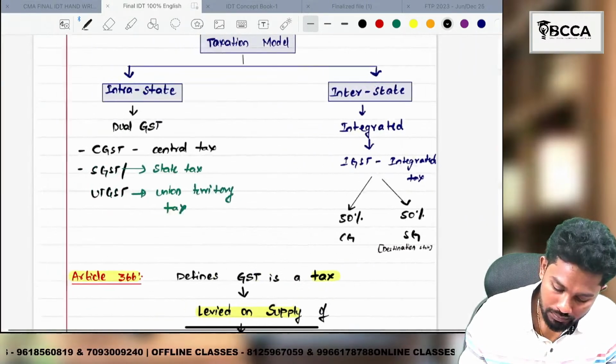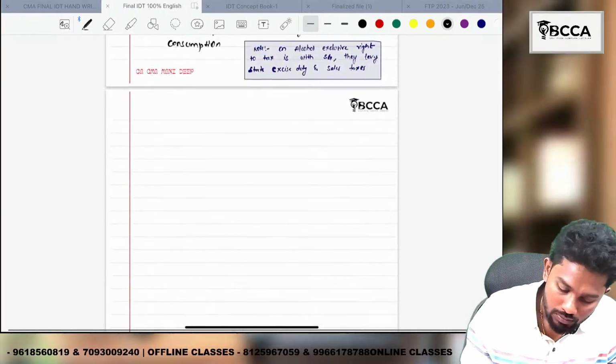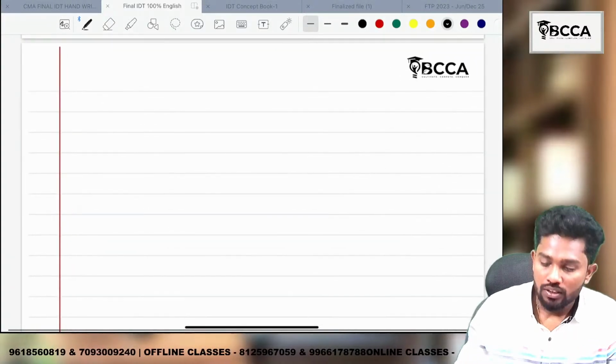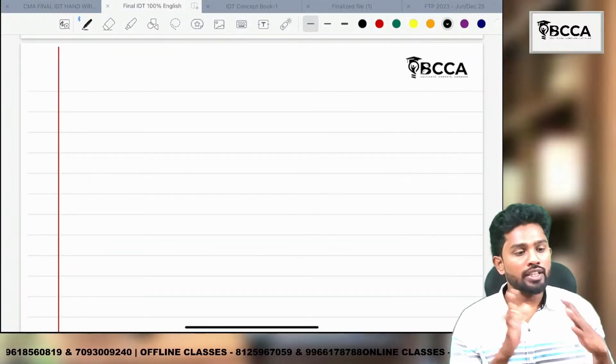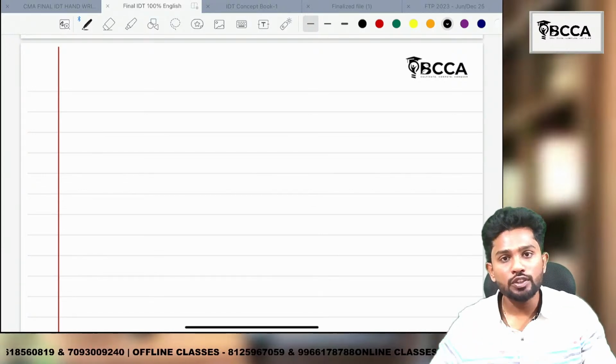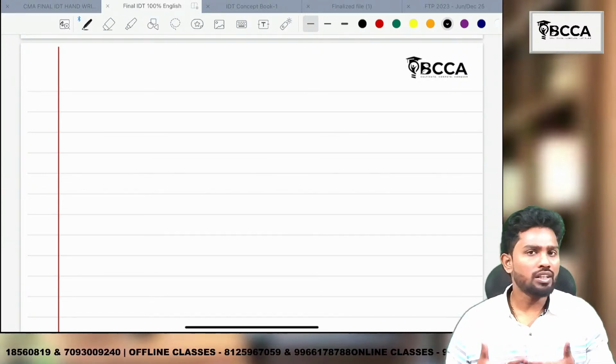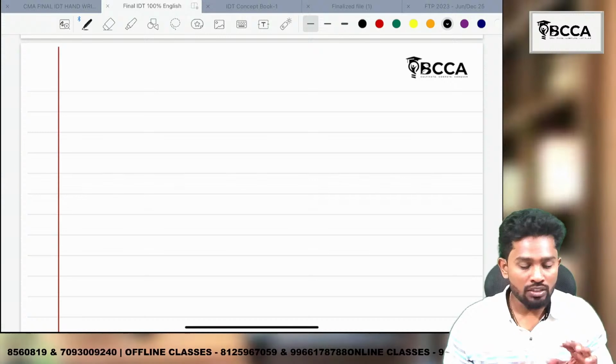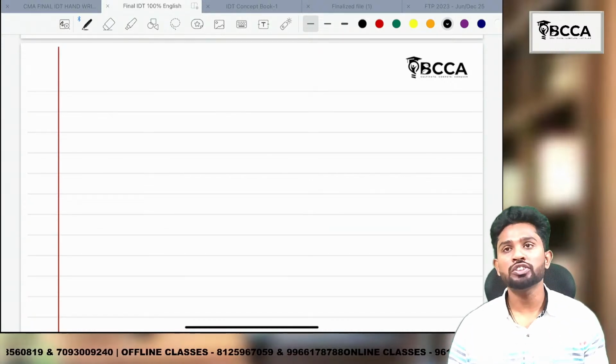Okay, so now to proceed further. To an extent the problem is solved, that central revenue is going to central, state revenue is going to state. Even the interstate transaction, they have somehow sorted out the situation.